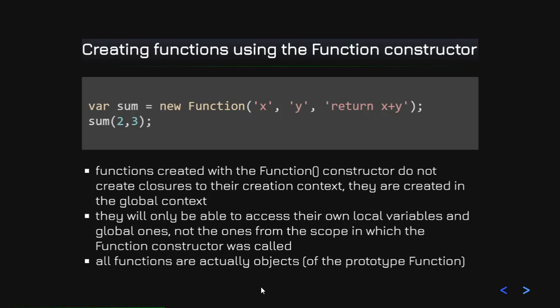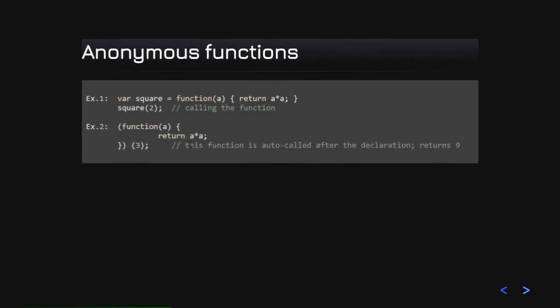And all functions are actually objects, as I've told you, of prototype function. We can also add properties to functions if we want to. So most things in JavaScript are objects, including functions.